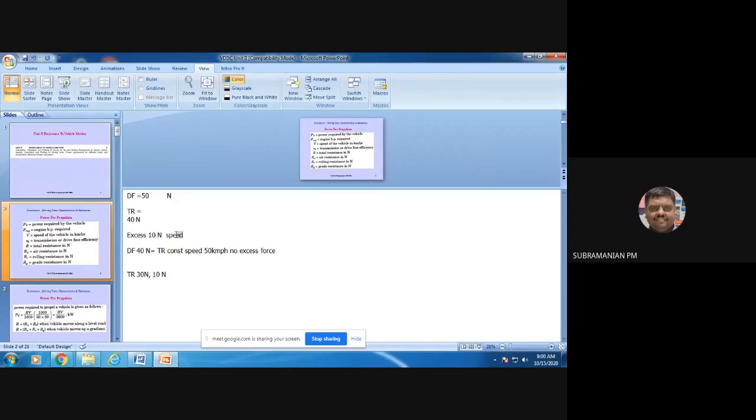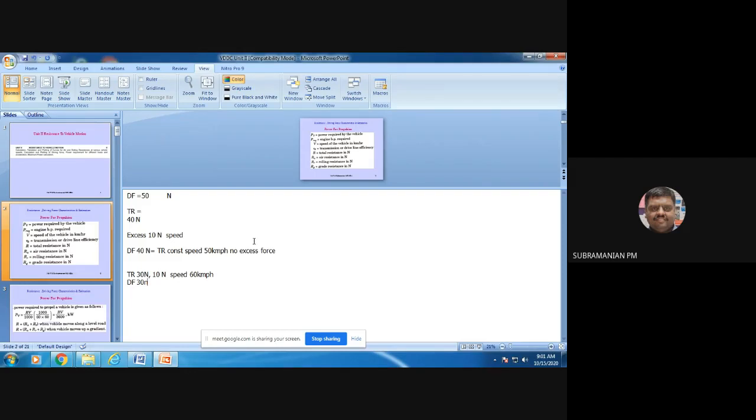So again I can go to, say, the next gear and increase my speed. I can go to 60 km per hour. That is, I reduce the torque and increase the speed so that I am going 60 km per hour. When I am going 60 km per hour, my driving force will be 30, and the vehicle will be moving at constant speed. Like that, whenever resistance is decreasing, I will have some excess force, and the excess force can go for acceleration.